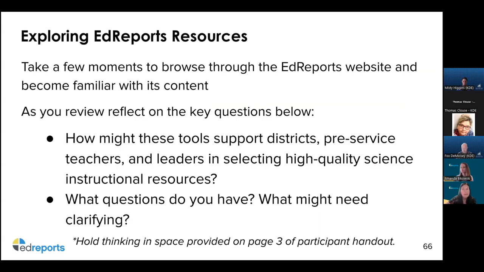Now let's take 3 to 4 minutes for you to go and visit Ed Reports website, edreports.org, on your own, and to navigate around to see all the amazing reports, all the tools, everything that we offer on the website. Make note of any questions or clarifications you might have while you're exploring and while we're all here together. As you explore the website, consider how the tools and the resources could truly benefit the work you do with your districts, the pre-service teachers, and leaders utilizing all of those resources. Take a few minutes and browse individually, and we'll reconvene as a whole group to discuss any observations or questions you may have. The link is in the chat.